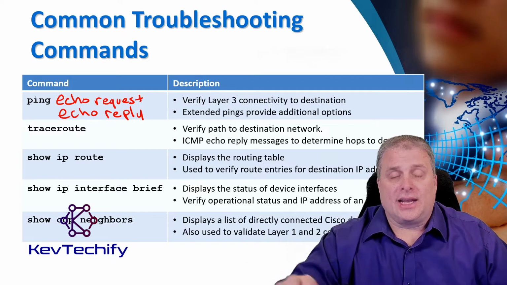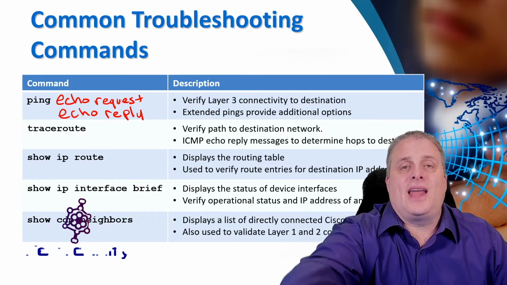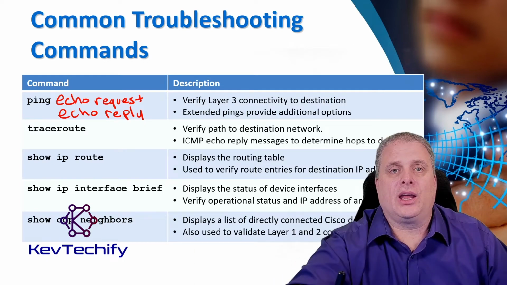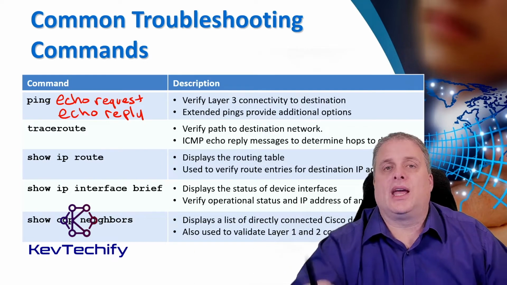It does that. Then it goes to the next router on the way to the destination. The second router sends out the 3 echo requests again, gets that back.